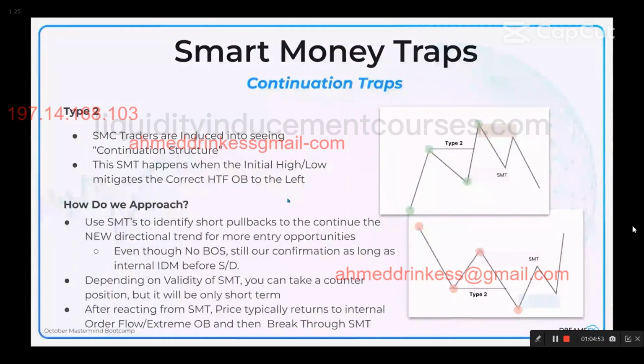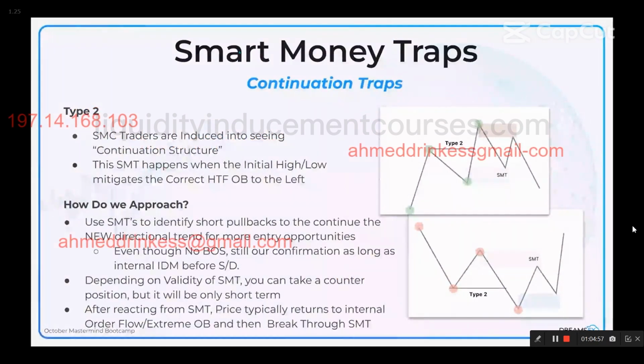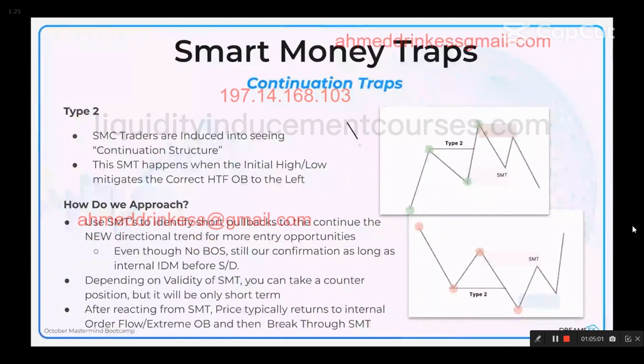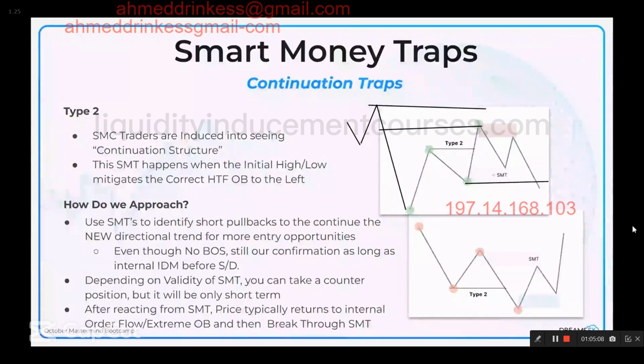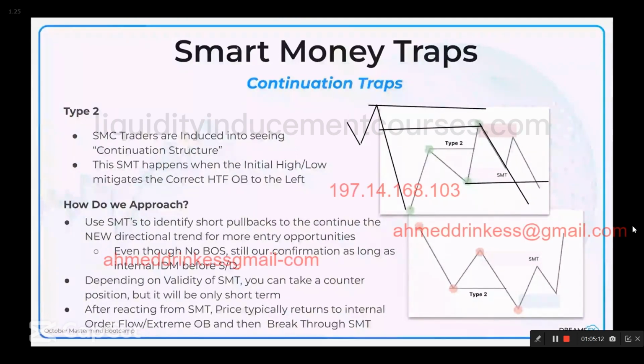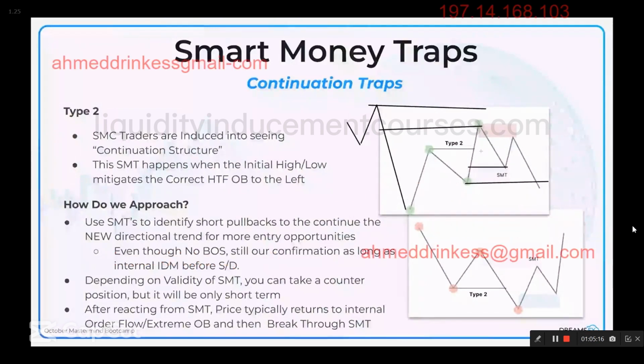We use SMTs again to identify short pullbacks to continue in the new direction. SMC traders, another key point about this: Oh, here's my order block. Okay, it was mitigated. Now I'm going to wait for my BOS to then enter. You will all the time see, by the time you wait for this BOS to happen, the move is already gone. So what we use is this SMT actually tells us that based on this setup, we're correct.